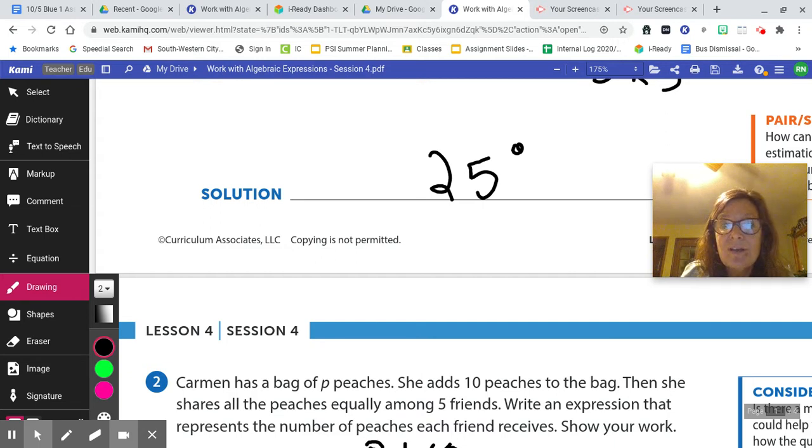Show your work. Remember, I'm not going to come up with a number. I'm not going to find out how many peaches there were. I just want you to write the expression, not an equation, showing what this story represents. I drew a picture, so why don't you go ahead, try it, and then come back and check with mine.